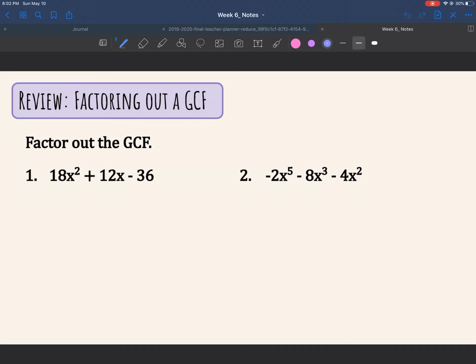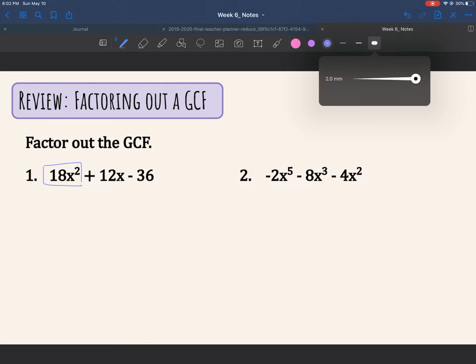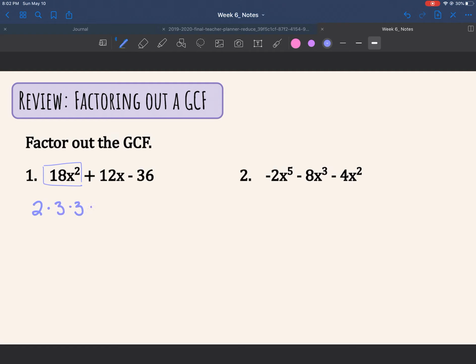If we're looking at number 1, if I want to compare each term, the first term I'm going to look at is my 18x squared. When I go to factor this, we are going to break it up into its multiples. So 18 can be broken down into 2 times 9. But I can even break that down, the 9, by 3's. And then x squared is going to give me 2 x's.